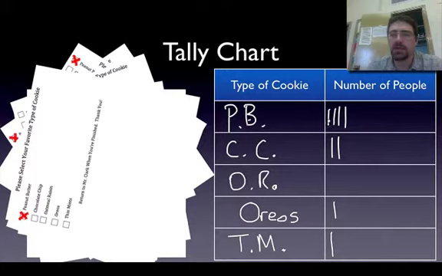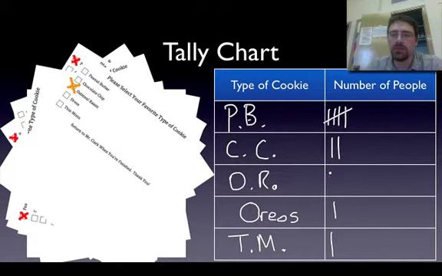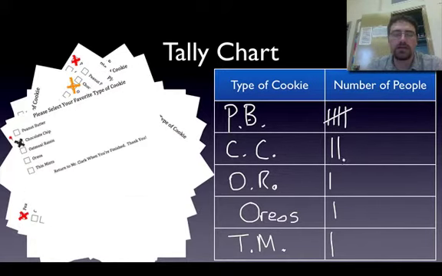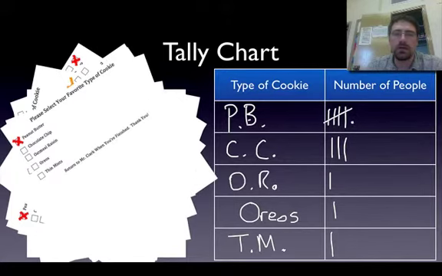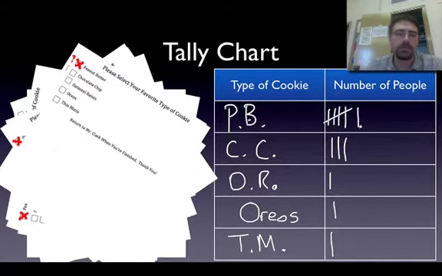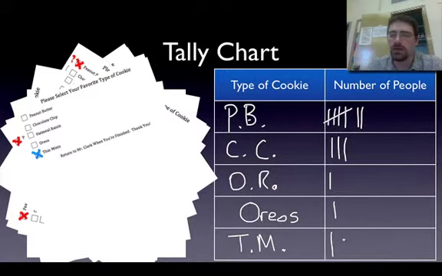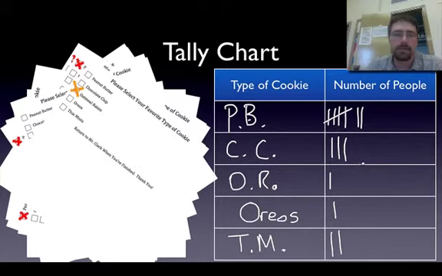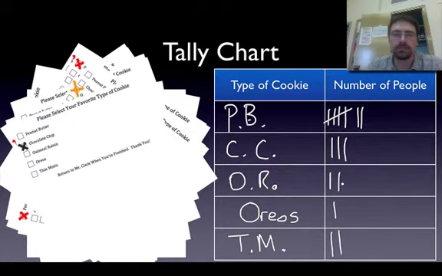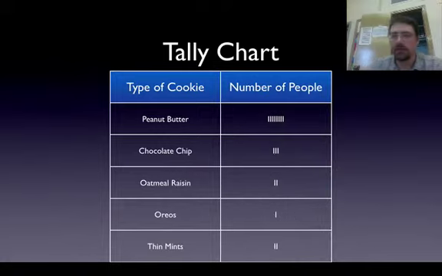Remember, when we're doing a tally chart, we go 1, 2, 3, 4, and then on the 5th one, we do a little slash like this. All right, there's an oatmeal raisin. Next one is what? Chocolate chip. Uh-oh, another peanut butter. Another peanut butter. Here's a Thin Mint. Oatmeal raisin. Chocolate chip. So there's where we're at.